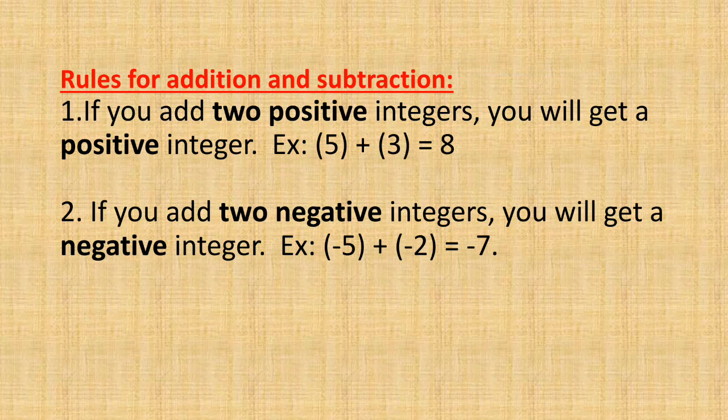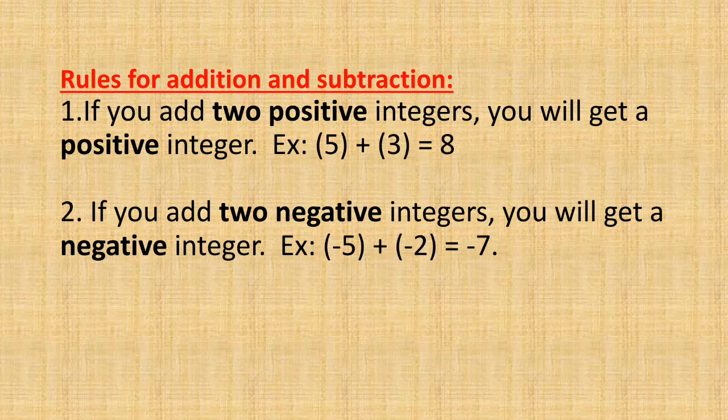Next topic, rules for addition and subtraction. If you add two positive integers, you will get a positive integer, like 5 plus 3, you will get 8. As usual we can do the sum. When we add two positive numbers, we will get another positive number.